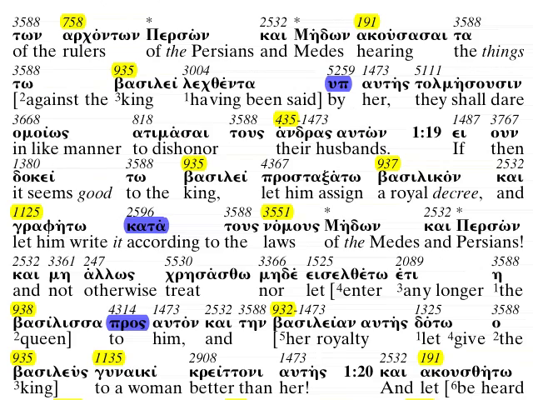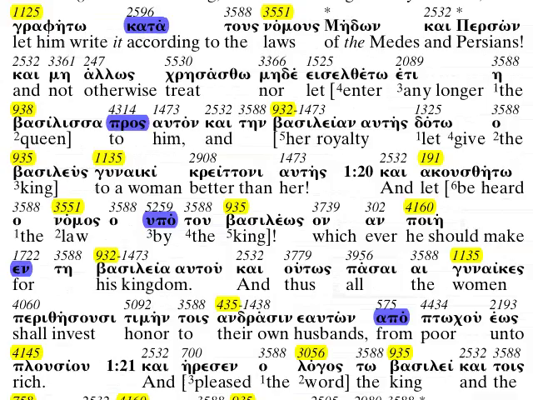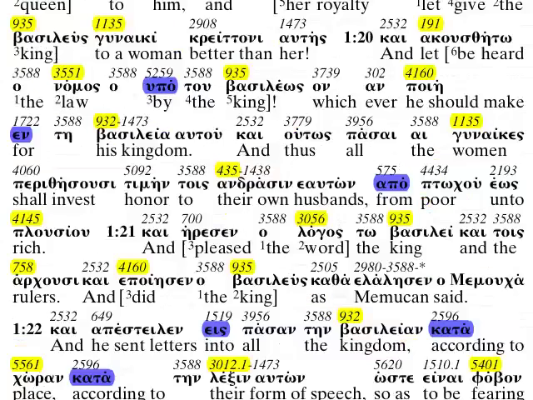This is the solution that these rulers are offering to Artaxerxes. And let the law, nomos, by the king. The law could be, you could also take that epo, by, and it would be of the king, or by the king. So they added the preposition in here.